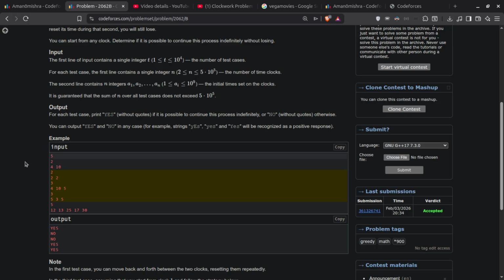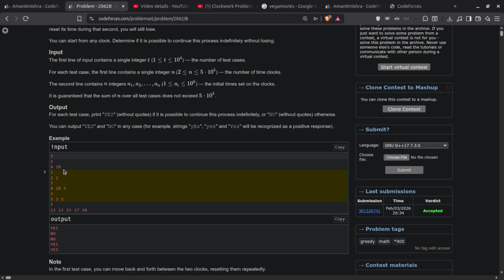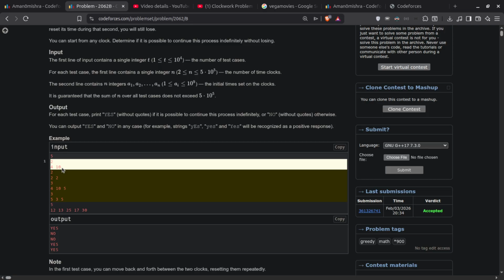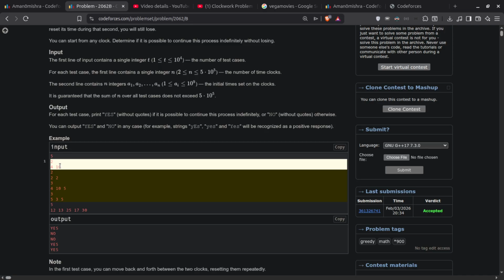For example, 4 and 3. Both times decrement by 1, so it will become 3 and it will become 2. We hover to the second index, reset it, it becomes 10, and the first becomes 2. We hover back, we reset it, it becomes 4, and the other becomes 9.